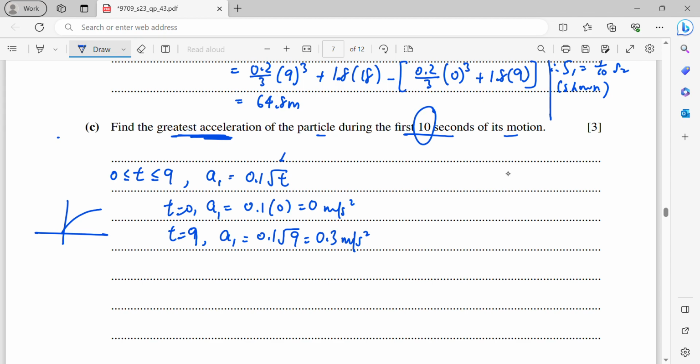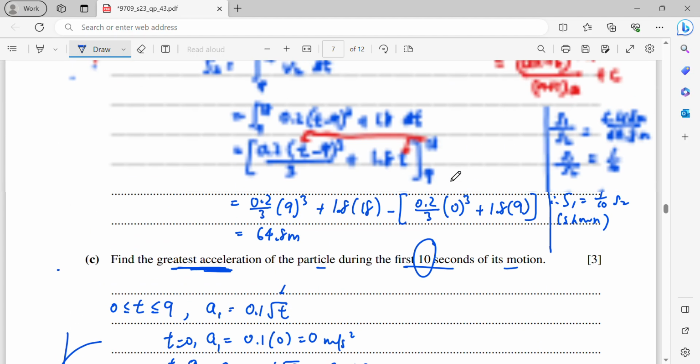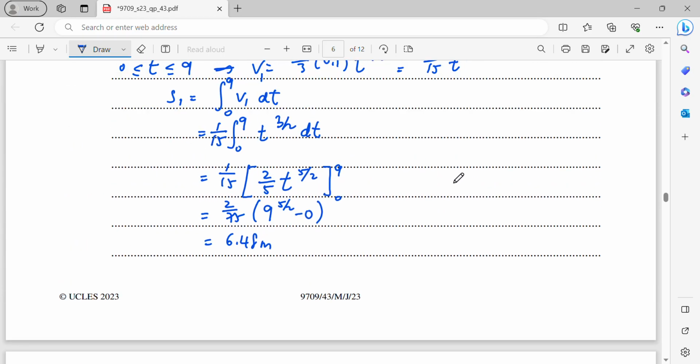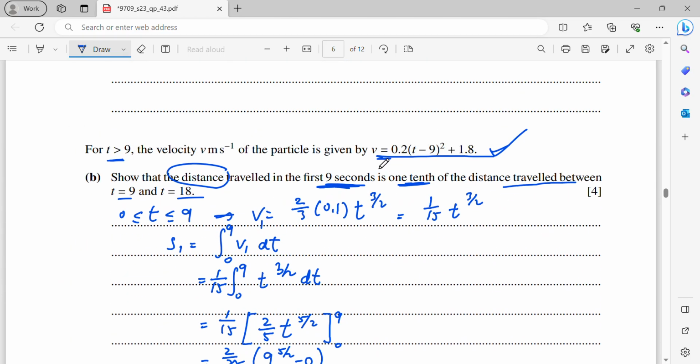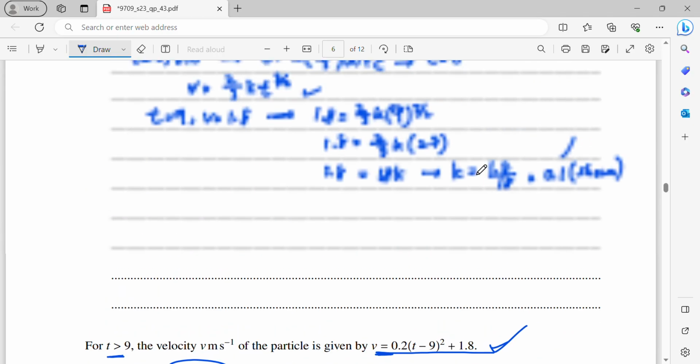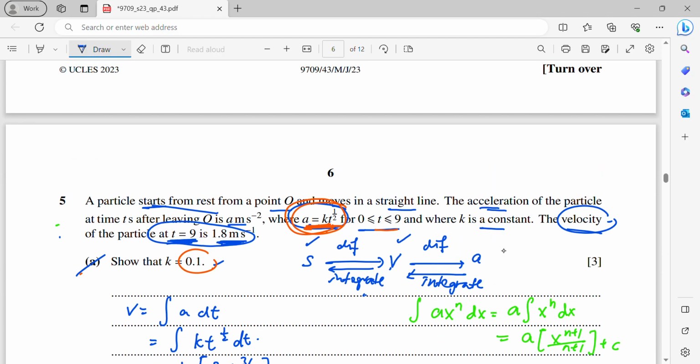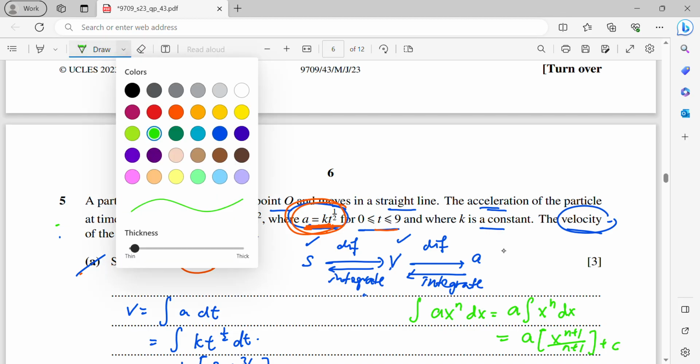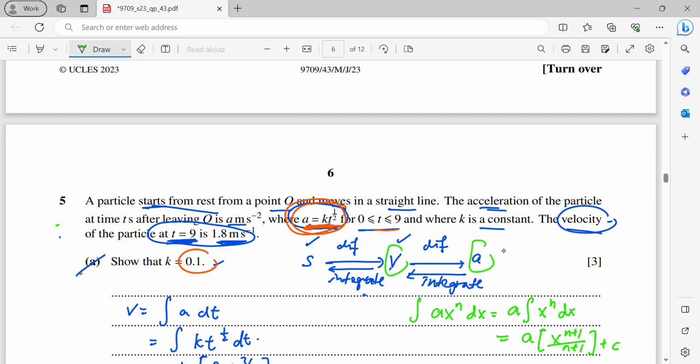Now I need to consider when it is between 9 and 10 seconds, my A2. Okay, now when you refer back to the previous question, you are given the V, the velocity. It's not the V. It's not the A. So it means that now I need to get the A, right? When you refer to here, to get the A from V, I need to differentiate.